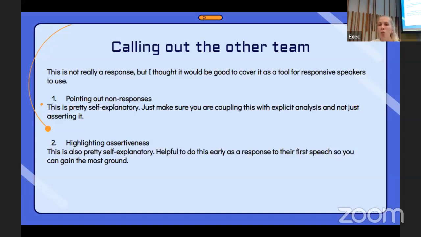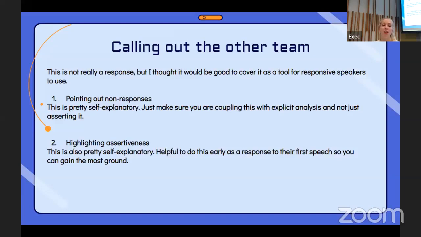Two ways that you can call out the other team in debating are, firstly, you can point out non-responses. This is pretty self-explanatory. Non-responses are when they haven't specifically responded to really, really good parts of your case. Just make sure that you're coupling this with explicit analysis of why or what it means if they haven't specifically responded to parts of your case.